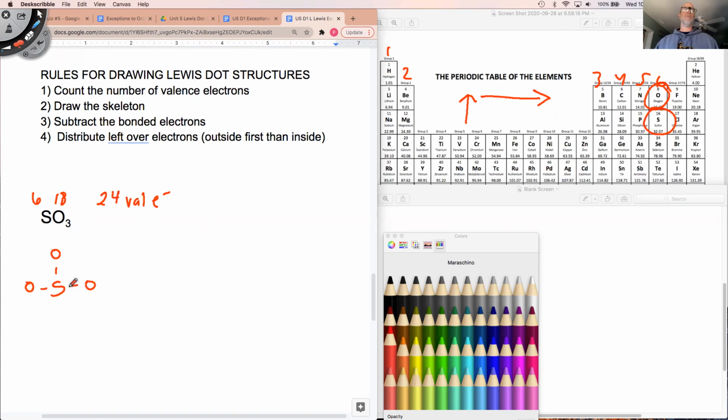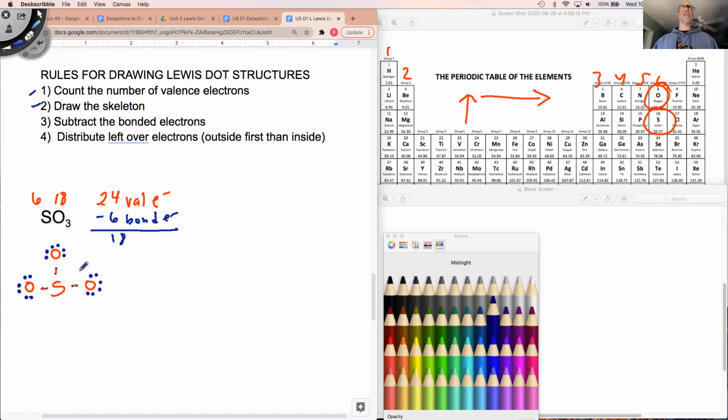Now you might be sitting here going, whoa, I don't know if sulfur is going to have enough. Well, let's take a look at that. How many electrons did we already use in the bonds? As it says, count, draw, subtract the bonded. Remember, there's 1, 2, 3, 4, 5, 6, so we've already used 6 electrons. Minus 6 bonded electrons leaves us with 18. So here we go, let me make them bigger: 6, 6, 6.